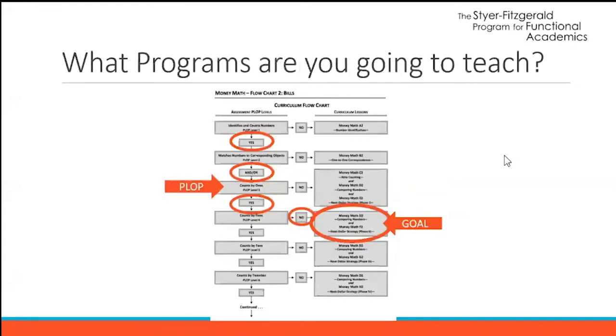So when you look at your curriculum flow chart, you're going to go down, down, down until you see counts by fives, because remember, our student couldn't do that. We're going to go across the chart to the curriculum and lessons, and that's your starting point.